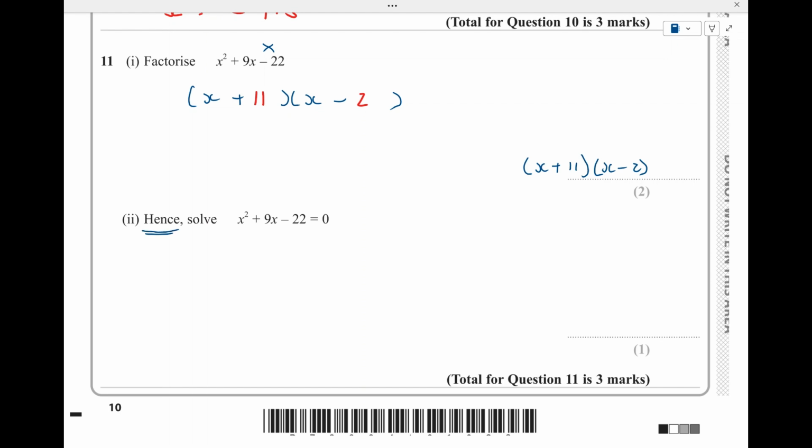Hence, part 2, so we're going to use our answer for part 1 to solve this quadratic equation. Well, it's already set equal to 0, so I factorise the left-hand side. That's the bit I've already done.